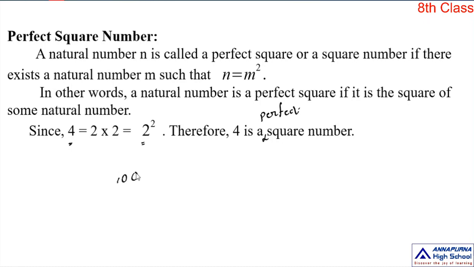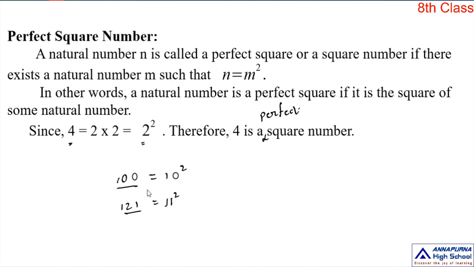In the same way, if you take 100, is this a perfect square number or not? Yes, it is a perfect square number. Why? Because we can write this 100 as a square of another natural number. Yes, we can express this 100 as 10 square. So 100 is a perfect square number. In the same way, if you take 121, yes, we can express this 121 as 11 square. So this 121 is also a perfect square number.